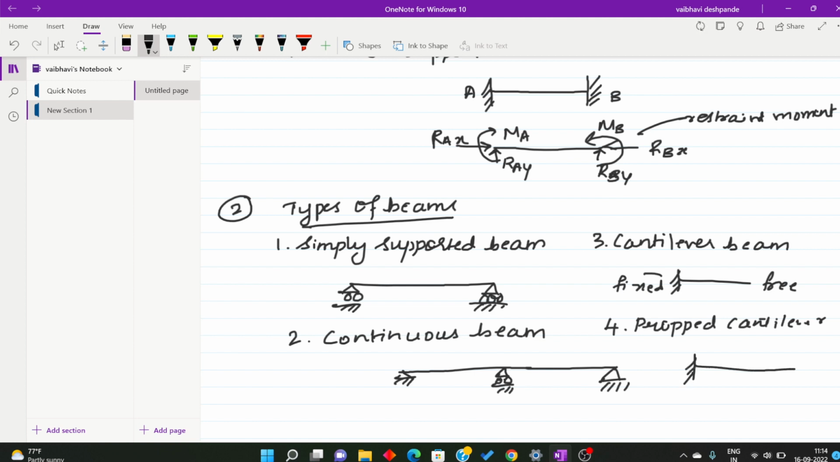cantilever beam. So first you have to draw a cantilever, and if there is an additional support, that is a beam whose one end is fixed and other end is simply supported, then it is called as the propped cantilever beam. Then last one is the overhanging beam.